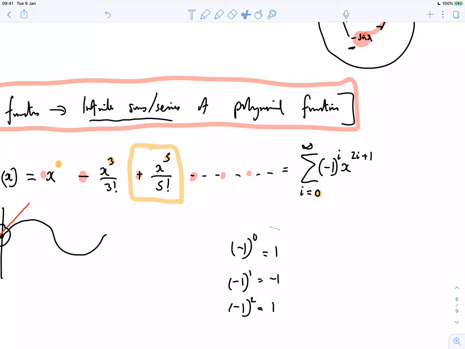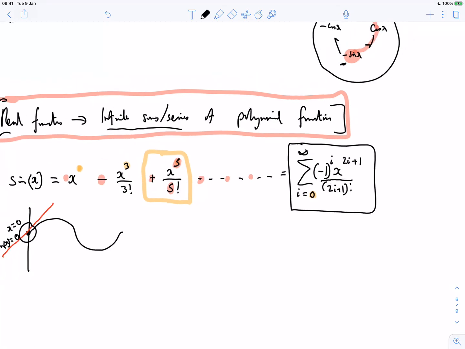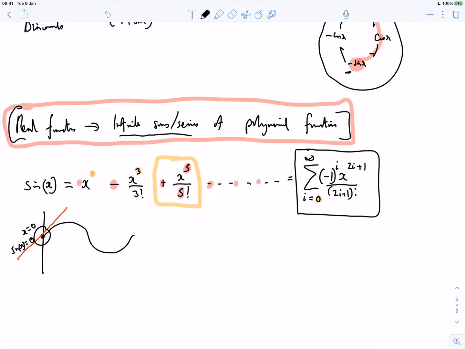The final thing to consider is whatever the power of x was, that's how many factorial we're dividing by. So this 2i plus 1 on the top, we're just going to divide that, so 2i plus 1, and make that a factorial. And now I have got an infinite sequence, an infinite series, an infinite sum, a series of what sine of x is in terms of polynomial functions.